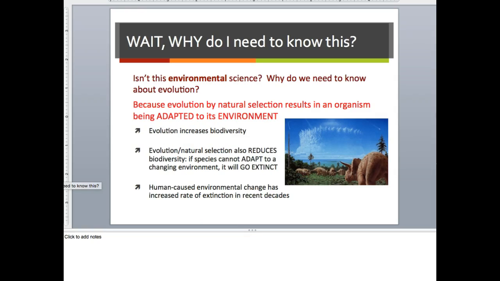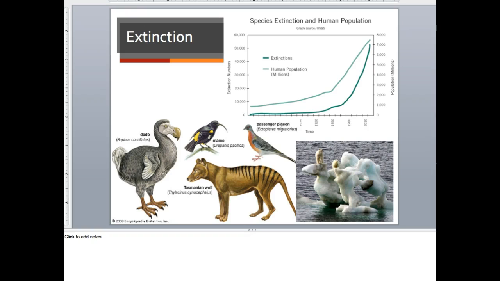So why do we need to know this? Why in a class on environmental science do we really care about evolution and natural selection? As I've alluded to already, evolution by natural selection results in an organism being more adapted to its environment. So evolution can be a process by which we get more biodiversity, and that we do care about in terms of our environment. Evolution and natural selection can also reduce biodiversity because if a species can't adapt, it could go extinct. And unfortunately, human-caused environmental change has increased the rate of extinction in recent decades.